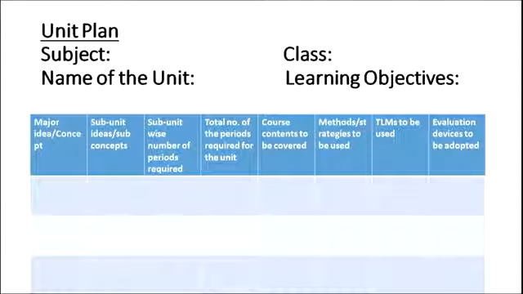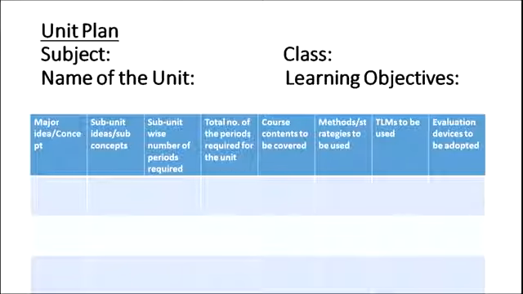vectors, and infectious diseases. So, subunit wise, the number of periods required is what we need to note down. We would take 2 periods for each kind of disease. Now, in our total number of periods required for the unit, we shall have 8 periods altogether. Under the column of course contents to be covered, we would have the name of the disease, its symptoms, its causes, and the measures that have to be taken to treat the disease.